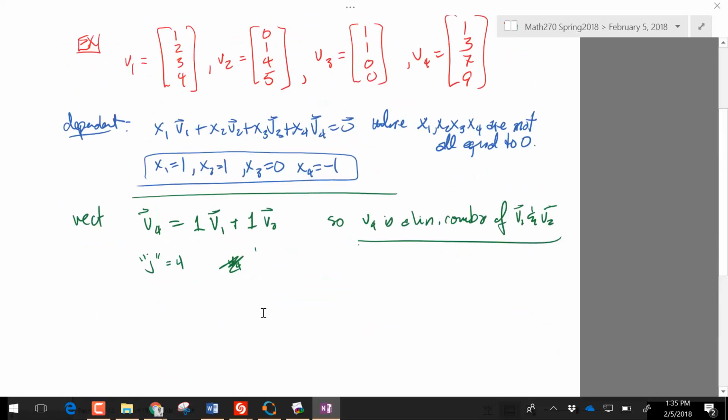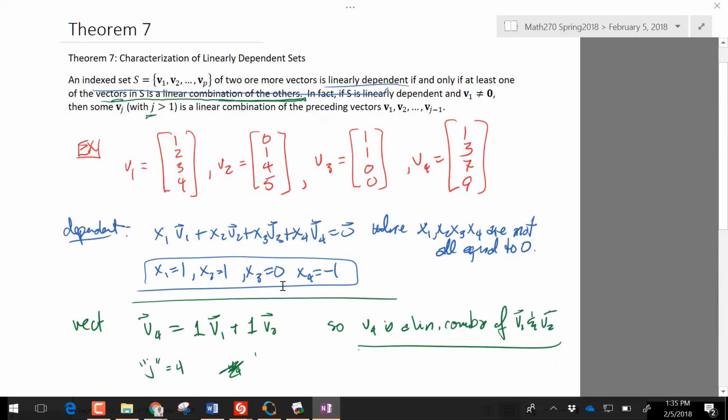All right, any questions about this theorem? So if you have a linearly dependent set, that means you can write one of those vectors as a linear combination of the others.